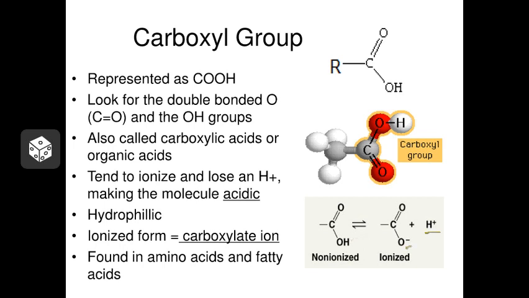Now remember from chapter 3, anything that releases hydrogen into a solution is considered an acid. So this is why carboxyl groups are considered acids. Molecules that contain carboxyl groups are sometimes called carboxylic acids, and the ion that it produces is sometimes called a carboxylate ion. We find carboxyl groups in lots of places, but specifically we find them in amino acids and fatty acids, and that word acid should be a clue for you that it's probably got a carboxyl group.